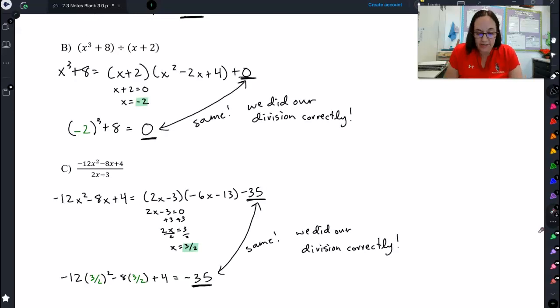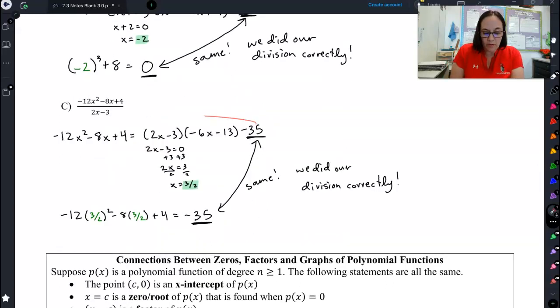So let's check your work. I wrote up my multiplication statement, set this part equal to 0 to find my C value, plugged that into what I started with, and I got 0, which is the same as the remainder. That means we did our division correctly. Here's my multiplication statement. I set that equal to 0 to solve for C. I plugged C into my equation, and I got this, which is the same as my remainder. That means we did our division correctly.